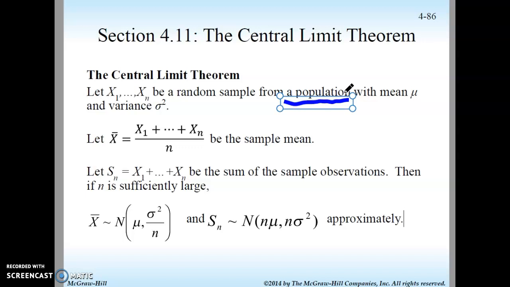We're concentrating on how X bar acts and how the sum of the sample observations acts. What this theorem says is that the sample mean will be normal, even if the population isn't normal. It'll have this mean and this variance. And the sample sum, if you add them all up, will also be approximately normal, with this mean and this variance. It's a really powerful thing to know.